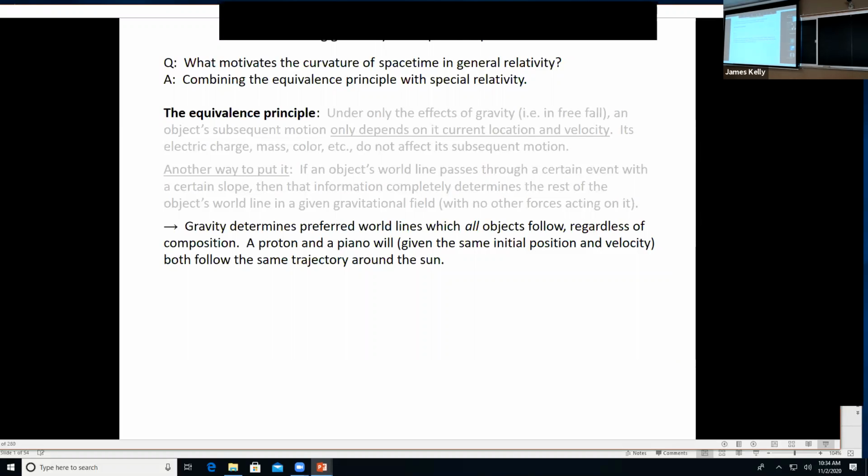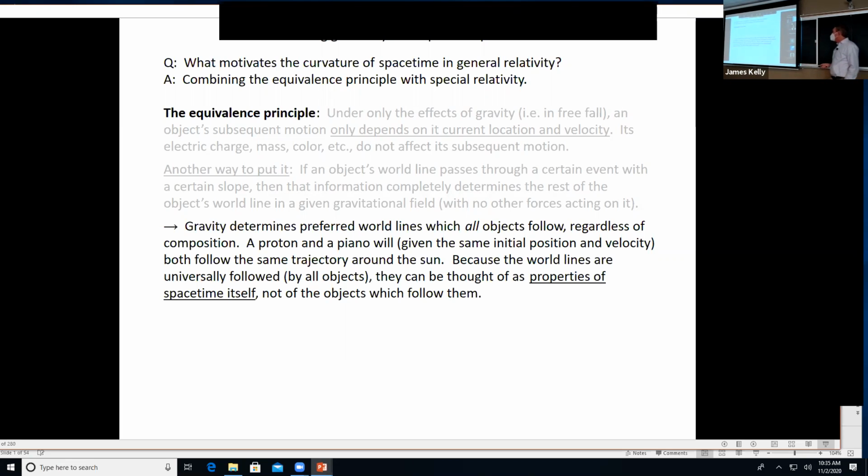Okay? So what this means is that gravity determines the preferred world lines on which all objects follow, regardless of their composition, and especially important for us is their mass. So a proton in a piano will, given the same initial position and velocity, follow the same trajectory around the sun. In other words, if you start them going the same way, so they have the same initial position out there in space and the same initial velocity, even if they're on a crazy elliptical kind of trajectory, they'll follow the same exact location as a function of time.